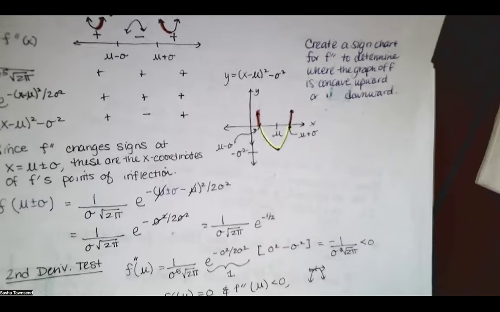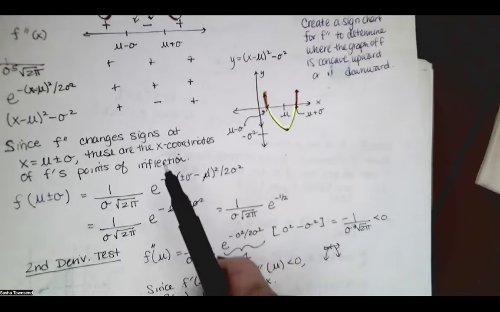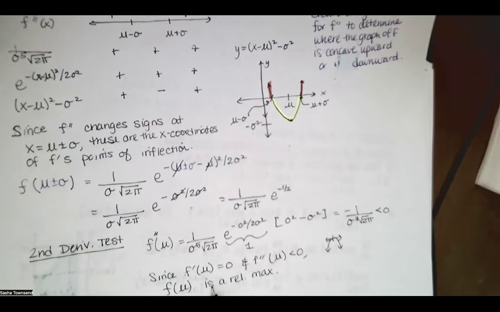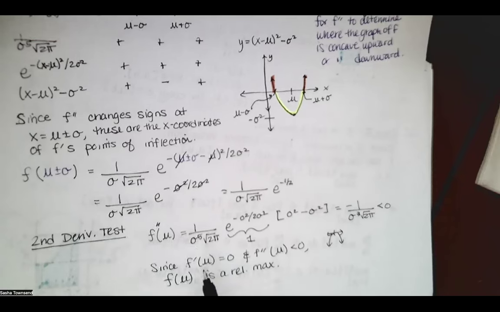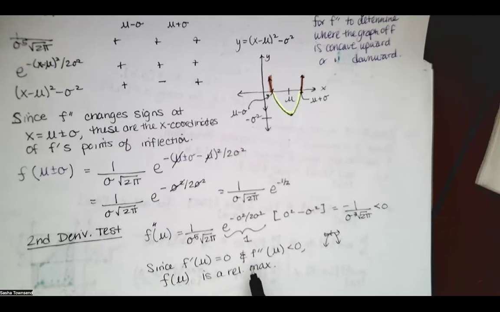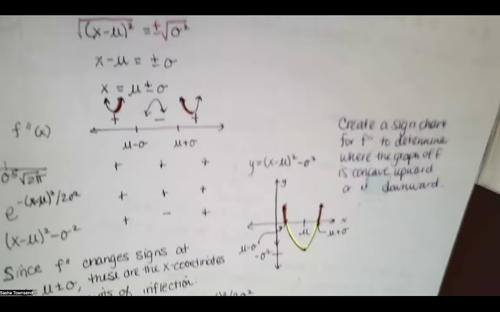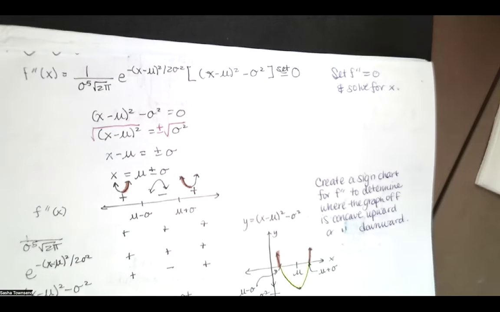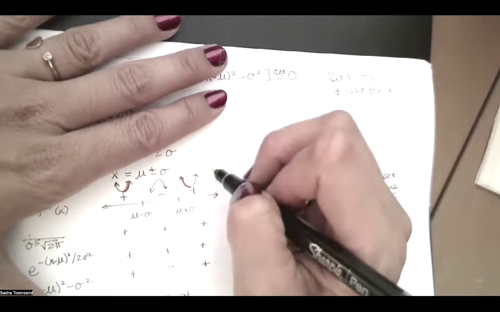Okay, so what did we want? We wanted to identify points of inflection. We did. We wanted relative extrema. We determined them using the first derivative test, and then we confirmed that our answer was the same using the second derivative test. We wanted to know where the graph was concave upward versus concave downward. And this tells us that.